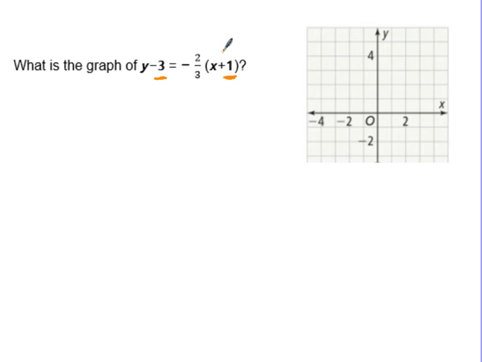Because I know it's the opposite of what's inside the parentheses, my x value is -1, my y value is +3. Because if I plugged in +3, that would be y minus 3. If I plugged in -1, x minus -1 would equal +1. So remember, it's the opposites. So there's my point.